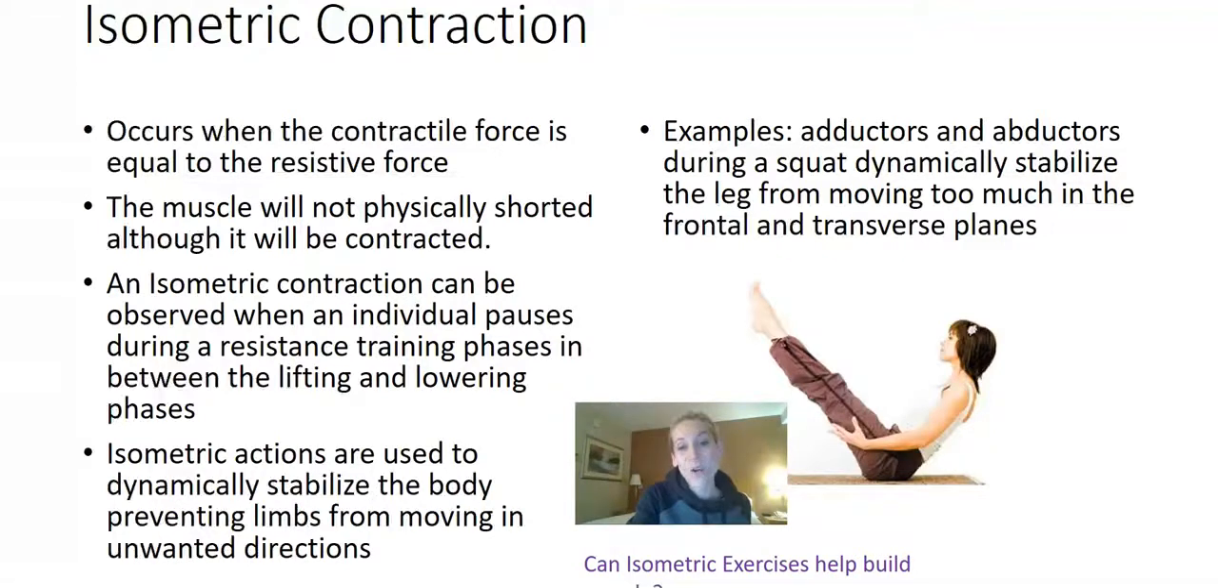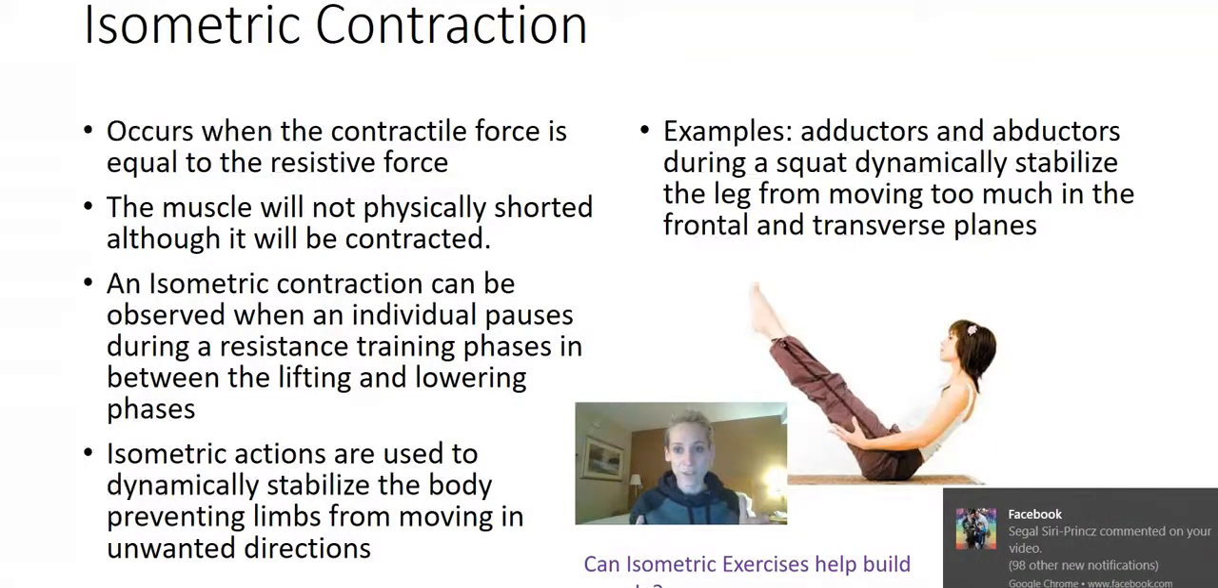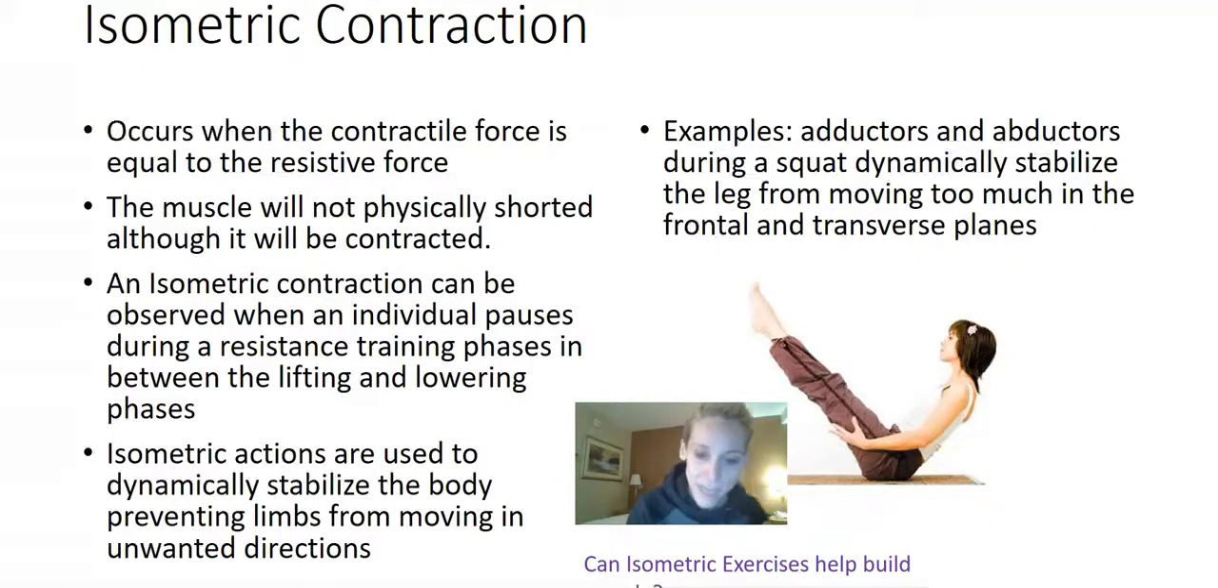Exciting. So examples are adductors and abductors during a squat, right? Your adductors are the muscles that are going to pull in your legs. Abductors are going to pull them out, right? And they have to be very dynamically balanced during a squat so that your knees aren't going out or caving in, right? So that's just one example of how working on an isometric contraction can help you in terms of stability. And Pilates is pretty famous for that.